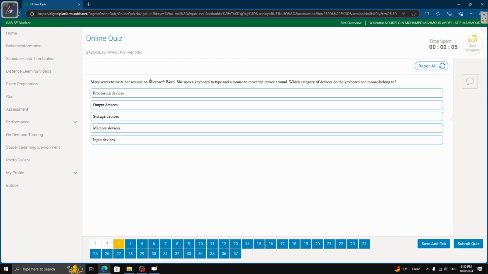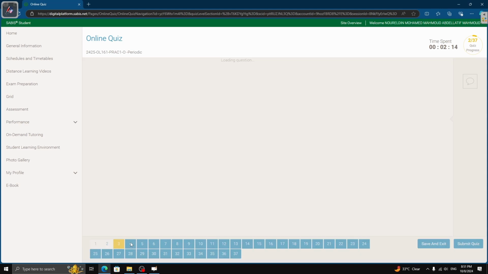Mary wants to write her resume on Microsoft Word. She uses a keyboard to type and the mouse to move the cursor around. Which category of devices do the keyboard and mouse belong to? Once again, this is a pretty simple question: input devices.